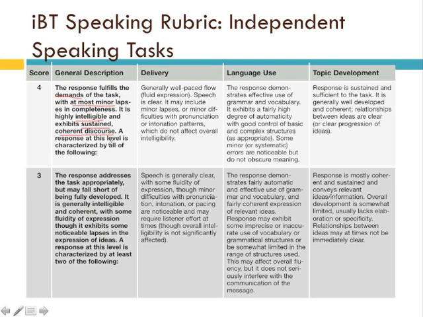Now notice what it says here at the last sentence. A response is characterized by all of these things that follow. So again, it's well-paced, it's clear, it has only minor problems. So again, there's that word minor. Minor indicating that they're not a serious influence.